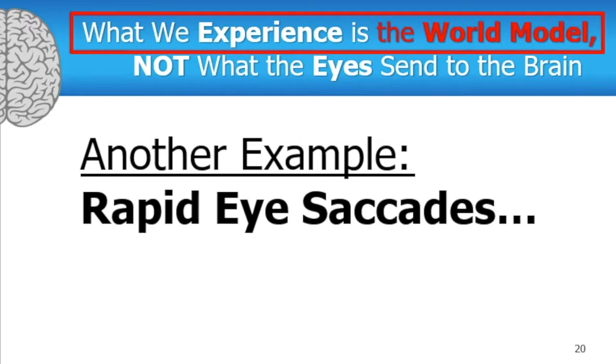Another example that shows that what we experience is not the information the eyes are sending to the brain comes from rapid eye saccades. A rapid eye saccade occurs when the eye quickly moves from one fixation point to another. The image of the world on the retina will shift significantly when we do a saccade, and yet we do not experience that the world is moving at all. Try that experiment right now. Perform a few saccades, and you will not see the world moving.